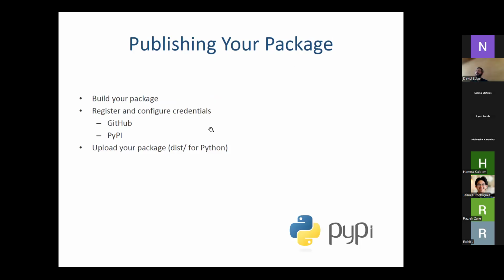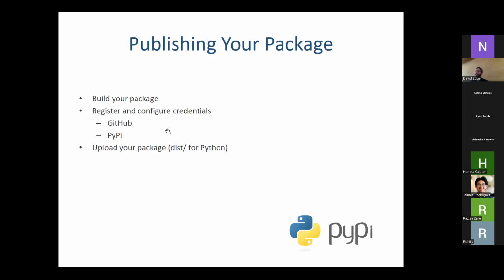Publishing your package. So first, obviously, we need to build our package. We need to create all those different directories and files that we looked at before. But once we have that full structure complete, we can register, set up credentials on GitHub or PyPI, for example. And then lastly, uploading our package. So pushing it to GitHub or uploading it to PyPI.